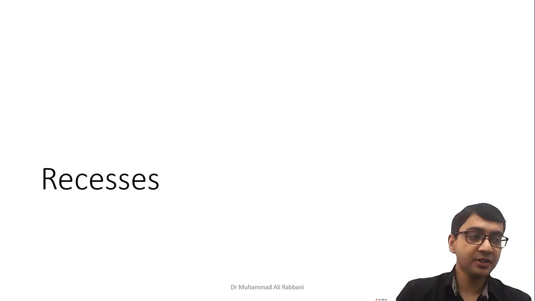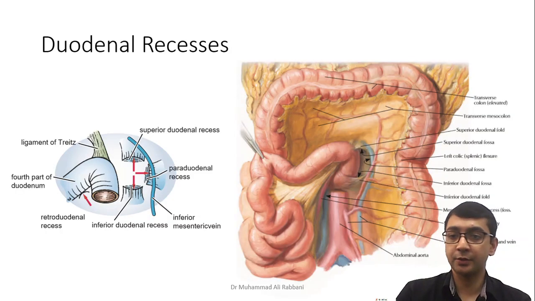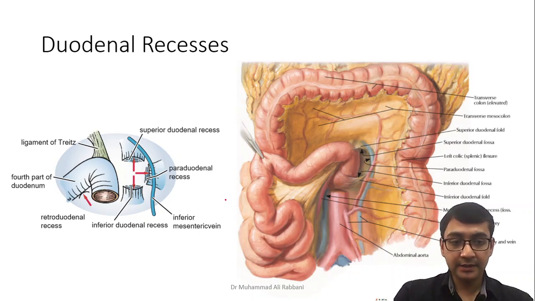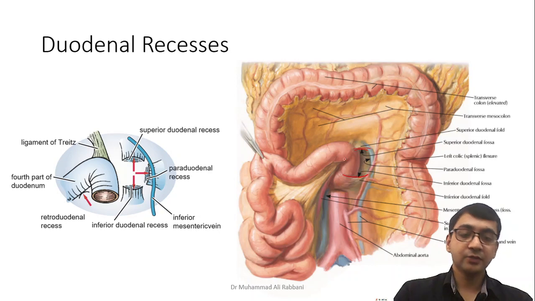Recesses. These are the potential spaces that are created between the folds of the peritoneum. Behind the duodenum there are 4 recesses. One is behind the duodenum itself, that is known as retroduodenal. Then there are 2 folds between the duodenum and the inferior mesenteric vein, this one and this one. So they give rise to 3 recesses.